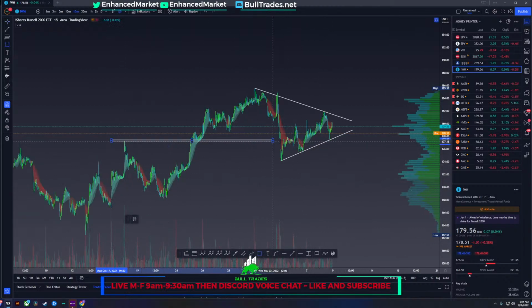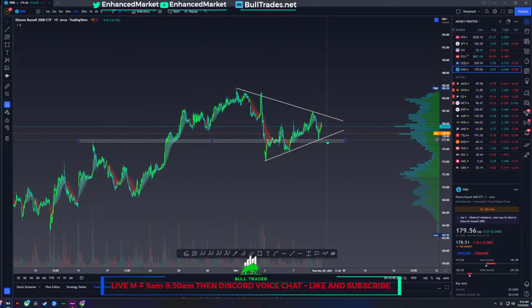We have this low here. Previous resistance acted as support, acting as support again yesterday. So this level needs to hold. We have confluence here at this trend line.